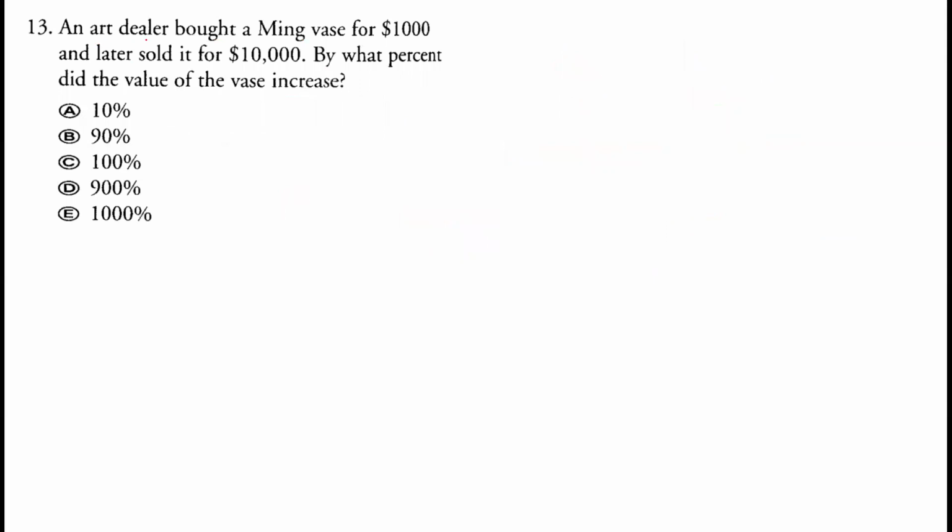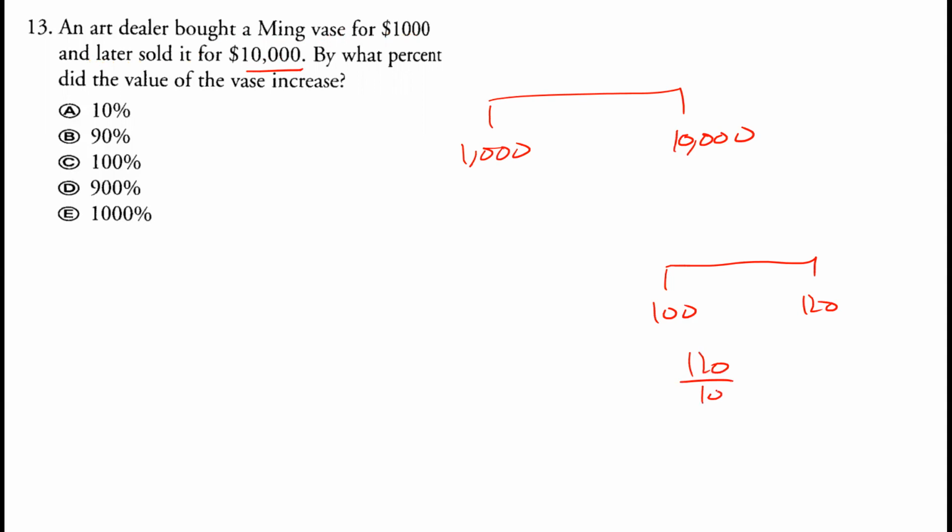Question 13. An art dealer bought a Ming vase for $1,000 and later sold it for $10,000. So you are buying it for $1,000 and selling it for $10,000. Now, let's suppose if we go from 100 to 120, what's the percentage change? So the percentage change would be 120 divided by 100 minus 1, that is 20%. Now, by what percent did the value of the vase increase? So 10,000 divided by 1,000 minus 1.